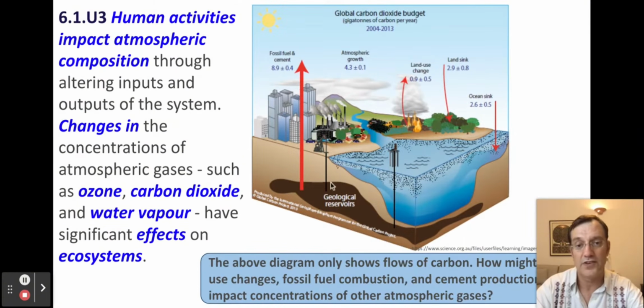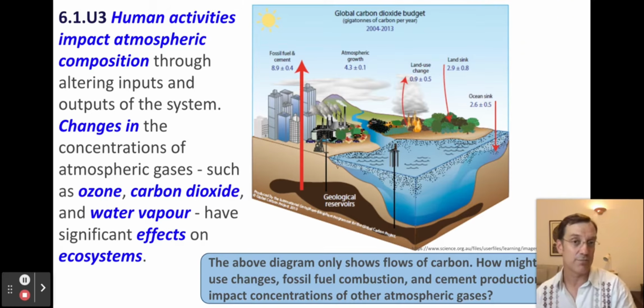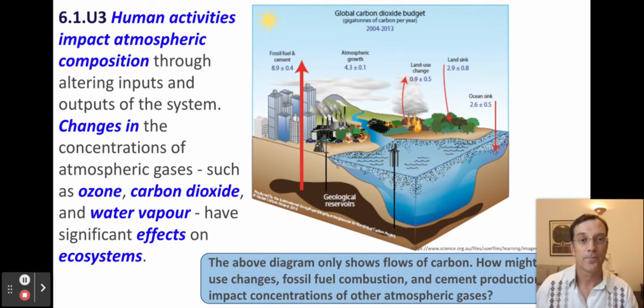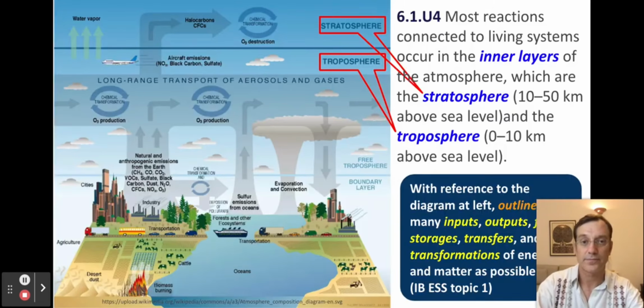And here in these geological reservoirs where we have fossil fuels, we've got 300 million years of carbon that humanity has been releasing in just the past couple of hundred years. So the rate of that transfer of carbon from inside the planet into the atmosphere is radically changed in the last 200 years.